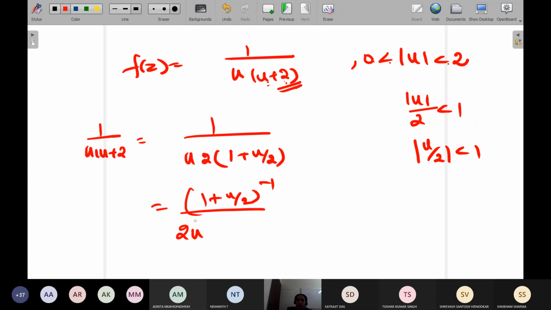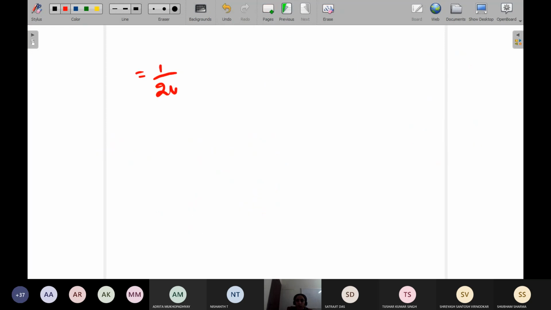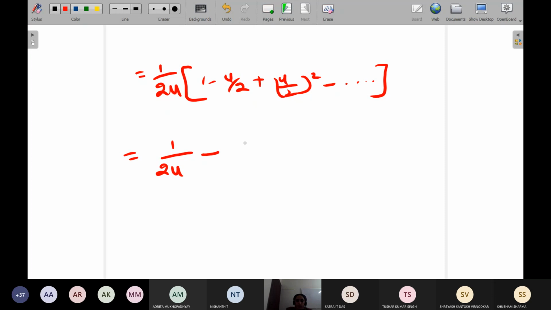Okay, so now once you expand this, you'll get 1 by 2u into 1 minus u by 2 plus (u by 2) the whole square minus etc. You can take this 1 by 2u inside. You'll get 1 by 2u minus, u and u will get cancelled, you'll get minus 1 by 4. The next term, u square and u will get cancelled, you get u divided by 8.